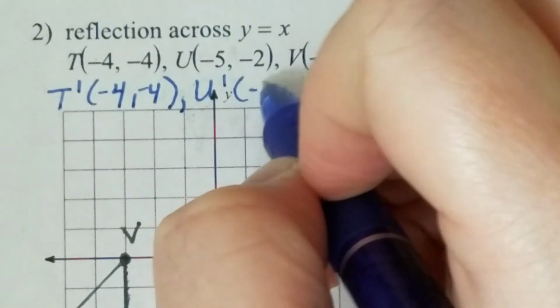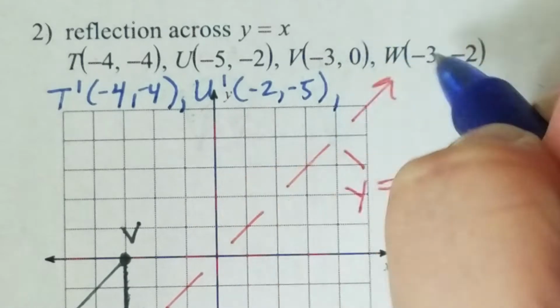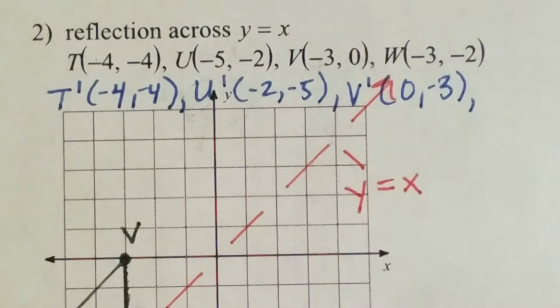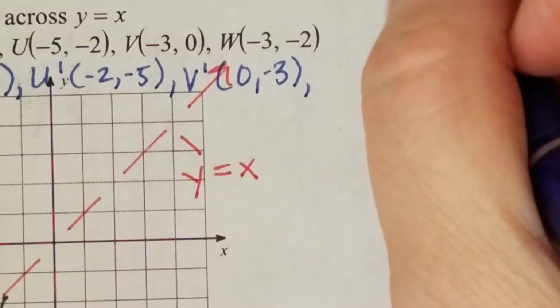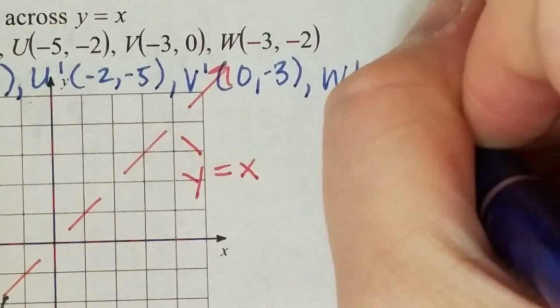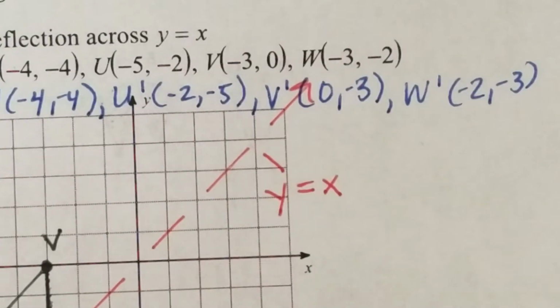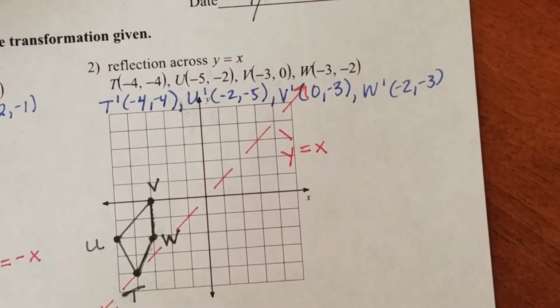U prime is going to be -2, -5. V prime is going to be 0, -3. Notice again, I'm not changing signs here. I'm just swapping the coordinates. And W prime is going to be -2, -3. So there are our coordinates after we have transformed them.